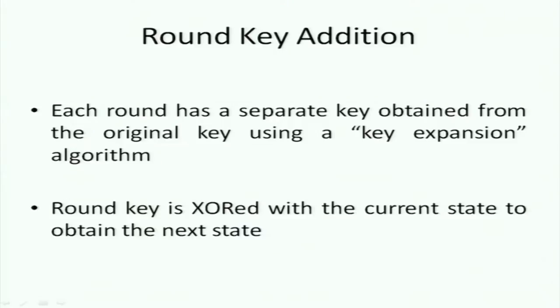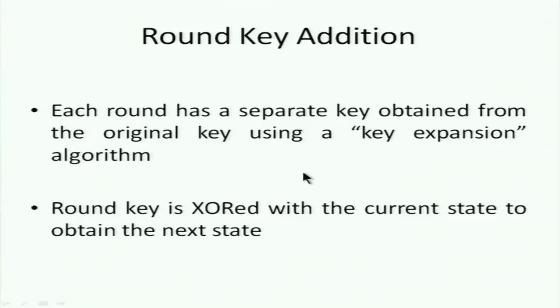And then the last operation within a round is round key addition. Each round has a separate key obtained from the original key by using a key expansion algorithm. The algorithm details are in the book. That is also a security issue. Obtaining the round key from the original key cannot be an arbitrary procedure. It has to have some sense in it.